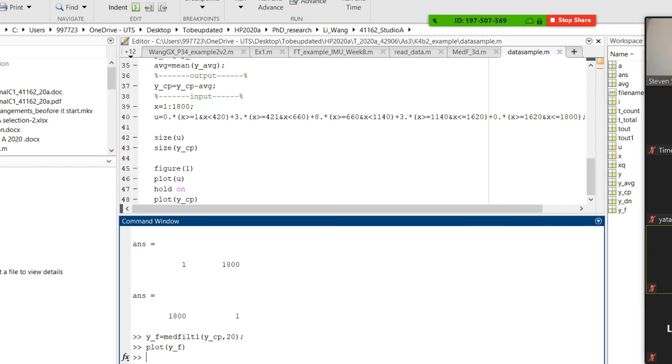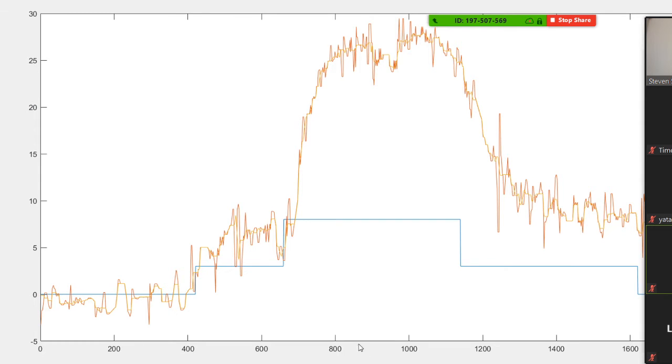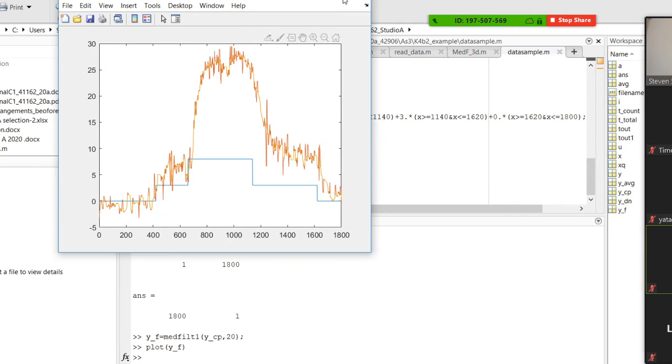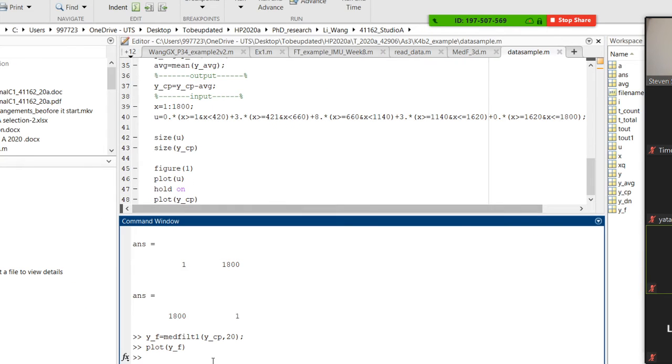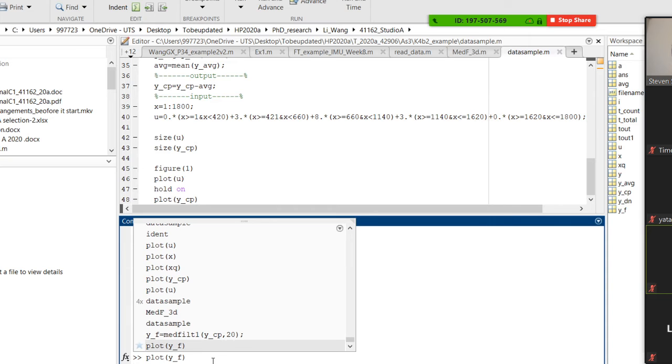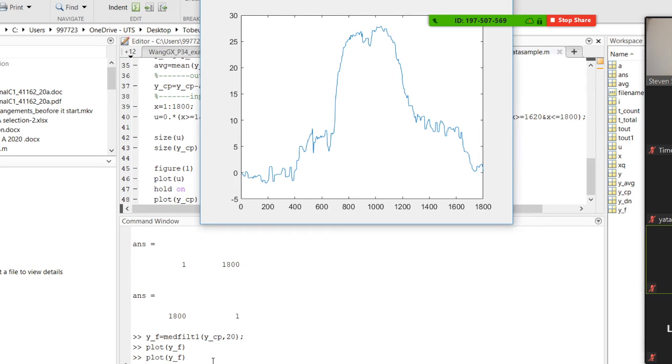So you can see this signal becomes cleaner. It's not that much noise. But this one is very simple. For here, I just look at the first 10 and the last 10, and I find the median value.